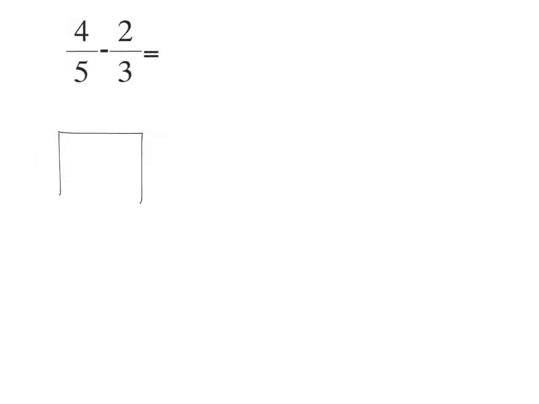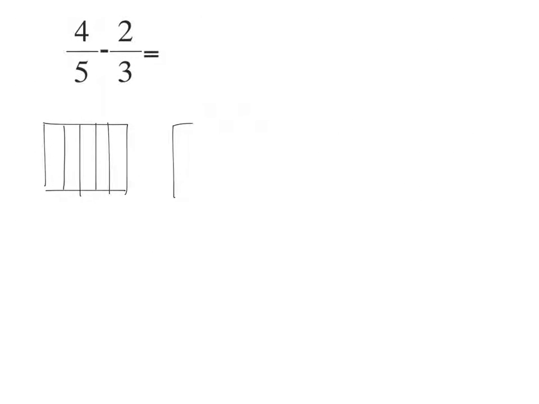If we draw a rectangle and we divide it into 5 sections, 1, 2, 3, 4, 5. And then we have another rectangle that we're going to divide into how many sections total? 3. If I were to overlap these, how many sections would I have altogether? 15, so that's our goal, okay?